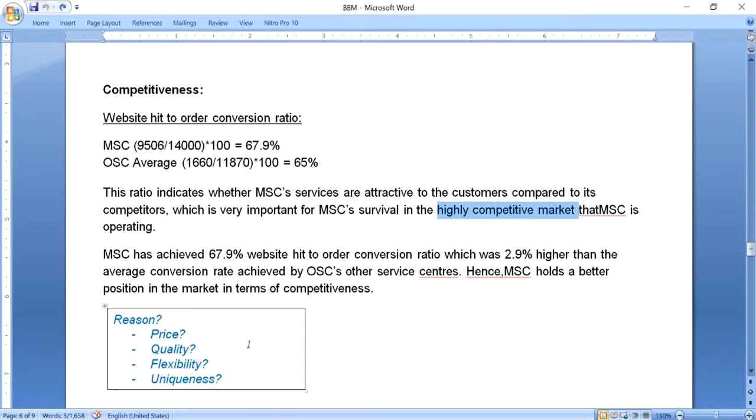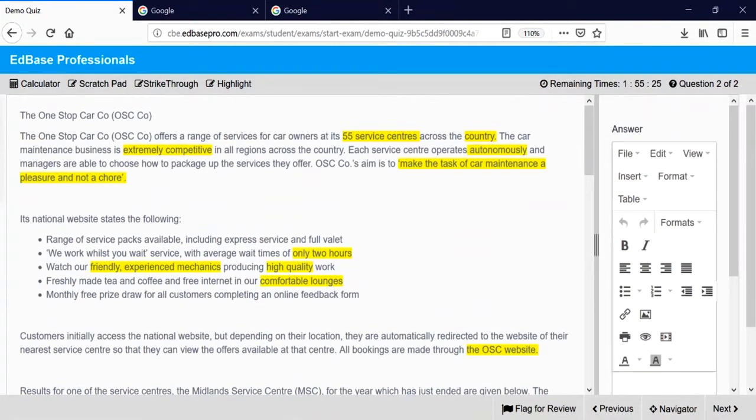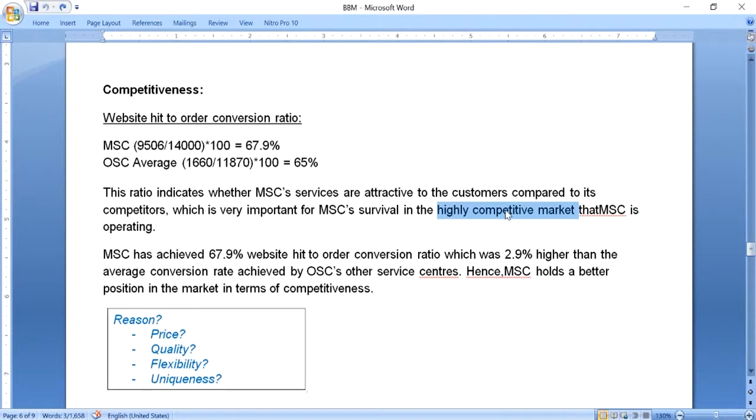Because remember the question context. In the first paragraph of the question, it already gave us the information that this market is extremely competitive. So as this market is extremely competitive, that means competitiveness should be the key to success. That is why I have mentioned here that to be successful in this highly competitive market, MSC should be competitive.